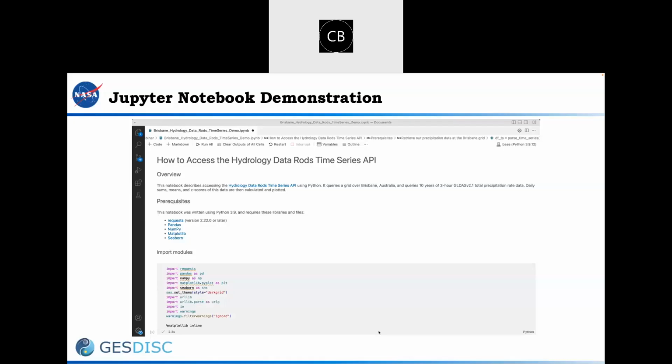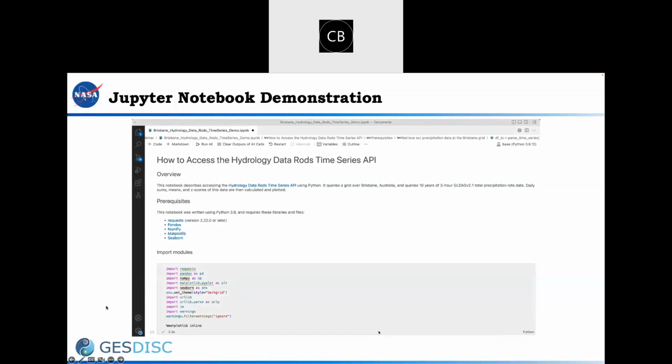And so what I do here is describe what this notebook's purpose is. What I'm going to do is query a grid over Brisbane, and I'm going to look at 10 years of 3 hourly total precipitation rate data. Then I'm going to sum those 3 hourly total precipitation rates up, convert them into millimeters per day. I'm going to calculate their monthly means and then create a monthly z-score of those to try to identify any anomalous precipitation events, such as our event in Queensland, New South Wales.